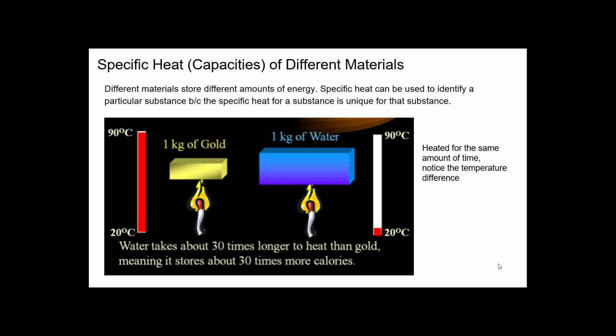Gold will heat up very quickly, and that heat will be transferred off very quickly. That's why we cook with metals. It transfers heat very quickly. You don't want to cook with something that's going to take 6 hours to transfer the heat to your food.